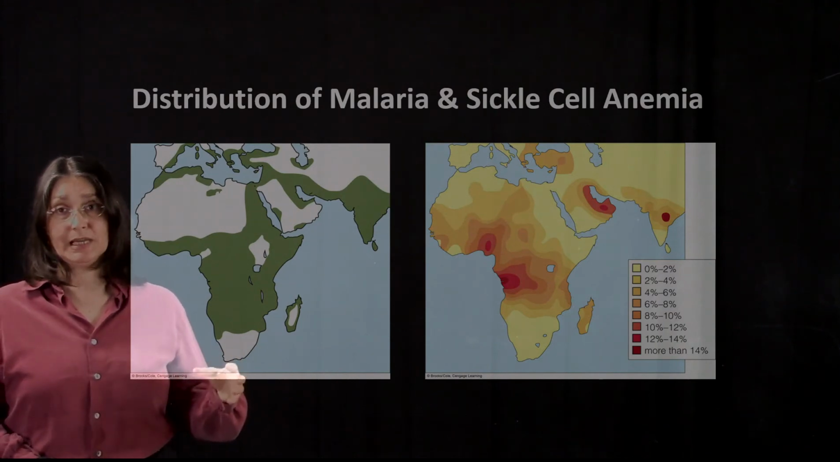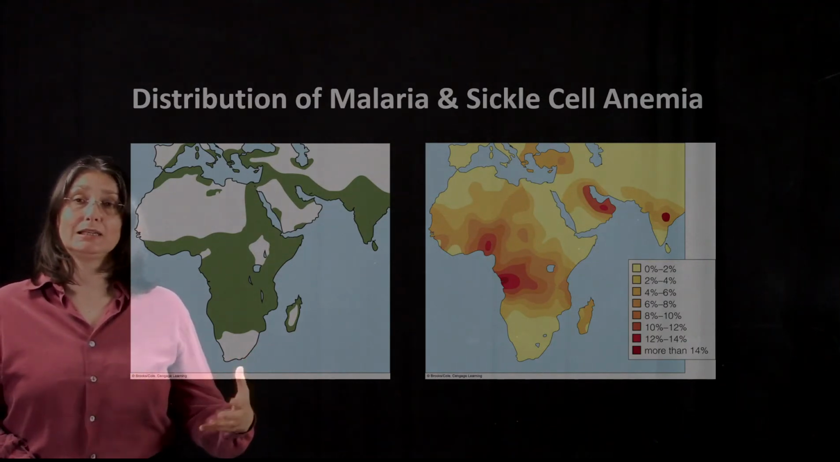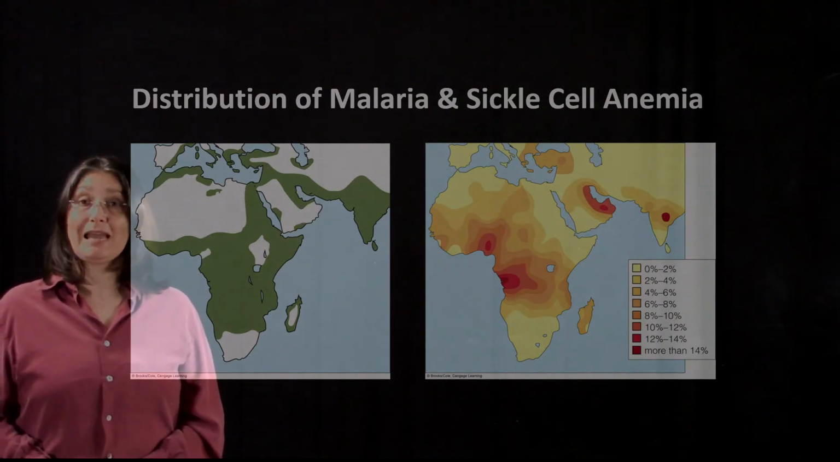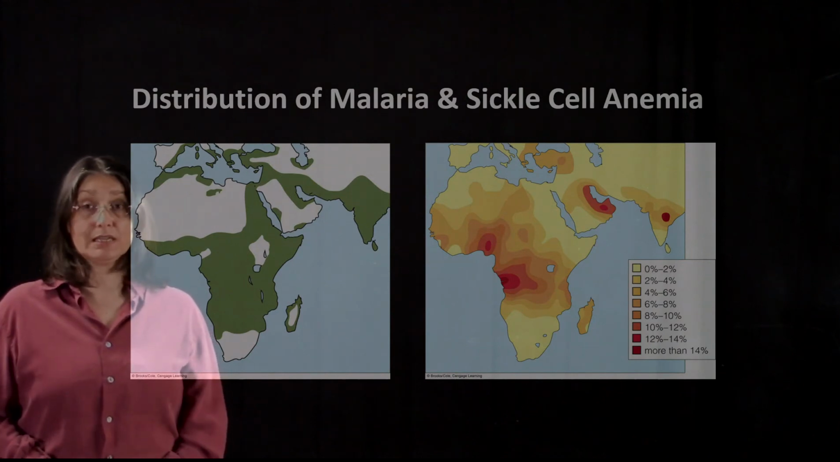Malaria, sickle cell anemia, and the concept of balanced polymorphism, which allows natural selection to maintain an otherwise deleterious allele within habitats where it actually gives an advantage. In this case, the parasite cannot develop well.